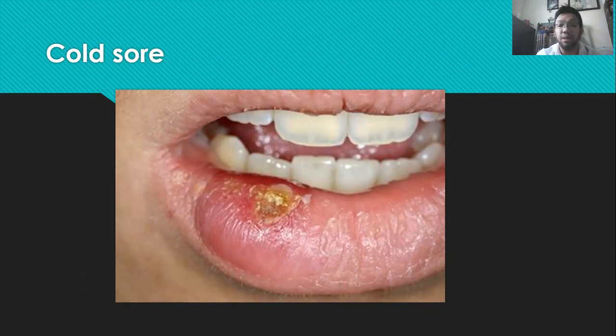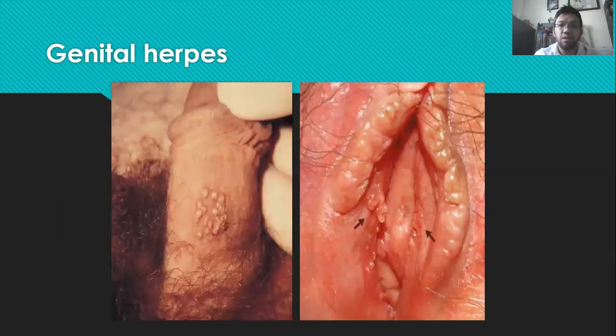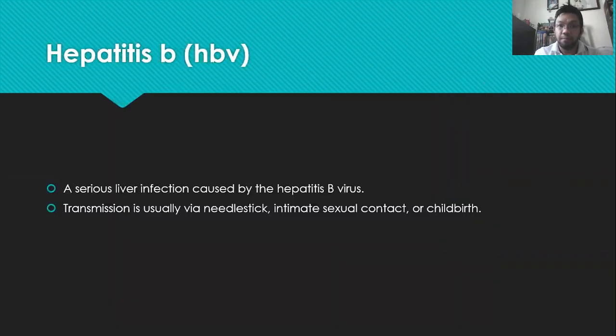It usually appears on the lip. For genital herpes, as you can see here, the vesicles are found in the genitalia. And with this, it's localized as well. You can only find the vesicles, the lesions in that area, the genitalia. So it's similar to chickenpox, but it's localized at the genitalia.